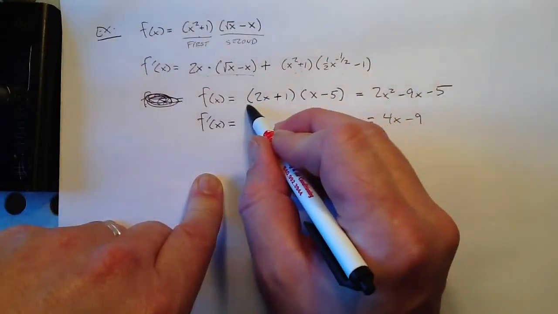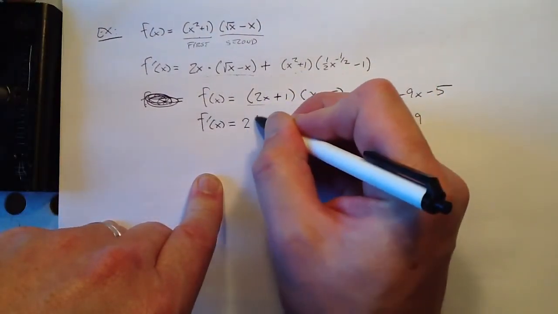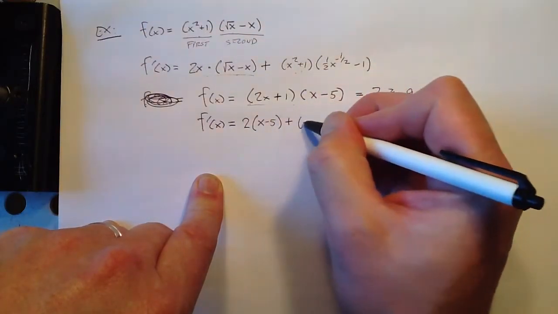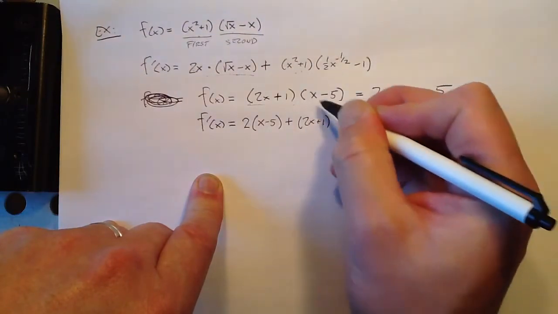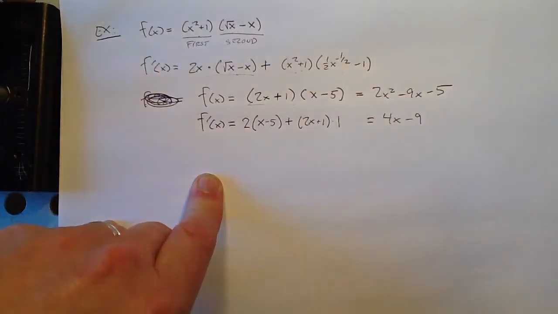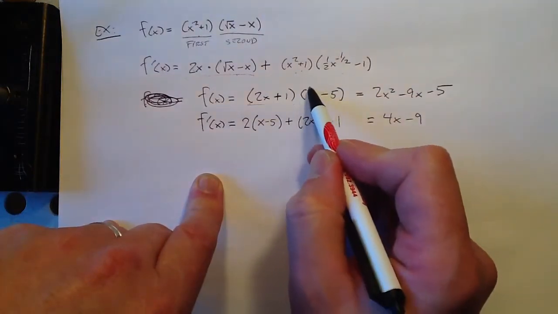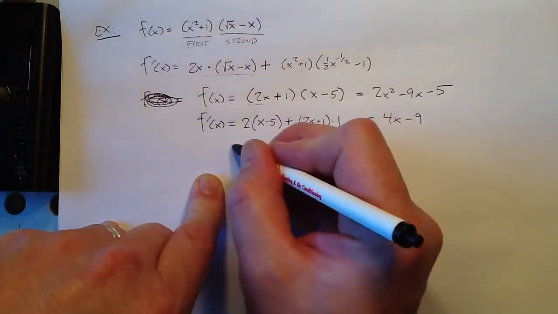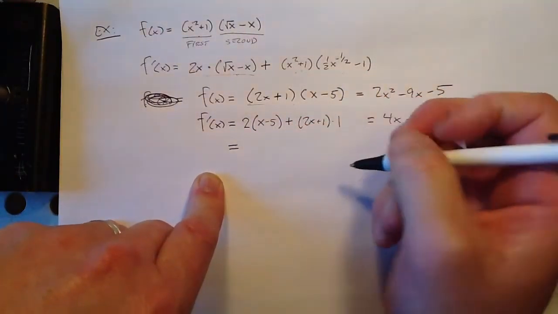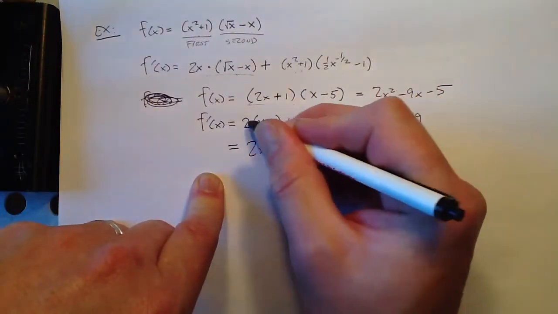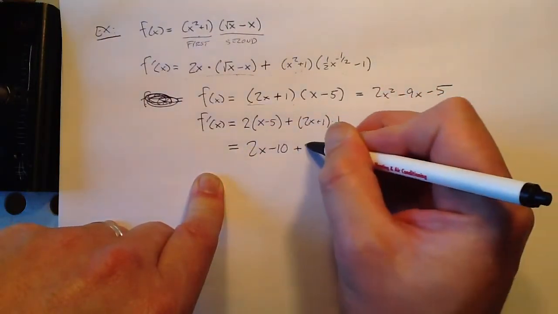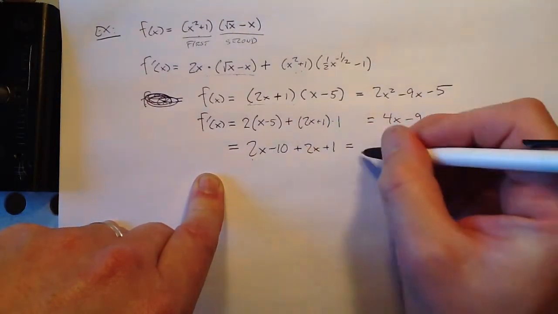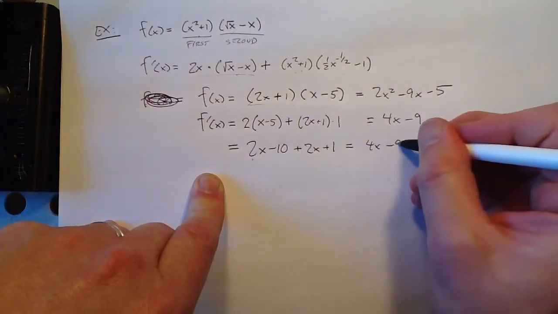So the product rule says take the derivative of the first, which is 2, times the second, plus the first times the derivative of the second, which is just 1. Right? Derivative of that is 1, and that's 0. Okay, now that should be equal to this. I mean, our rule certainly has to support things that we already know are true. So 2x minus 10 plus 2x plus 1, and sure enough, that simplifies to 4x minus 9.